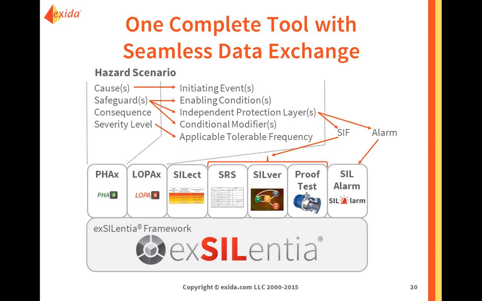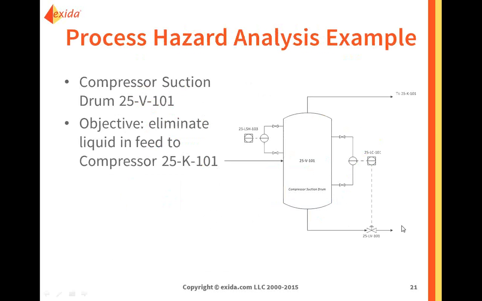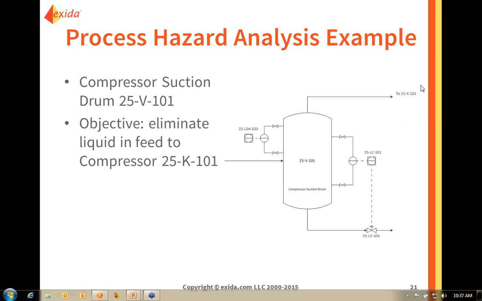The sequence of IPLs is something you can specify here, and that is transferable to the SILstat tool. So that was a good comment. So let's look at an example. We have a process hazard analysis where we look at a compressor suction drum, 25V101, and the objective of that drum is to eliminate liquid in the feed to compressor 25K101. So that compressor is up here.